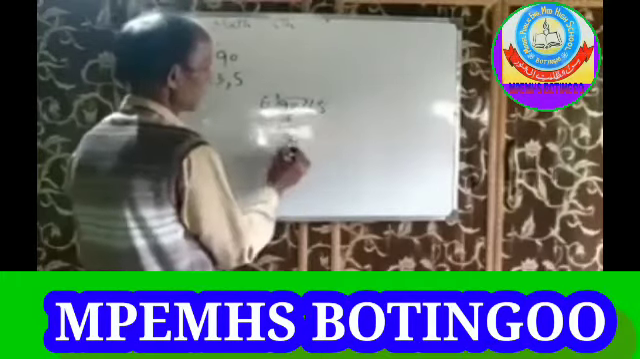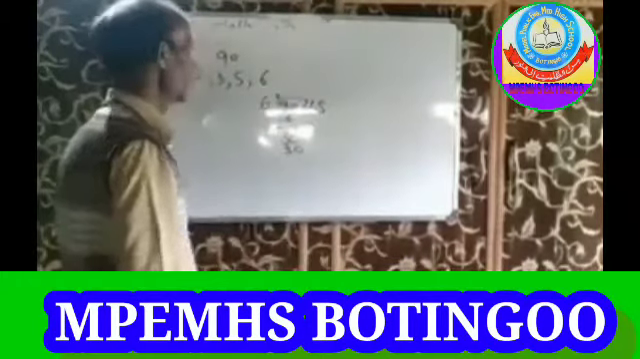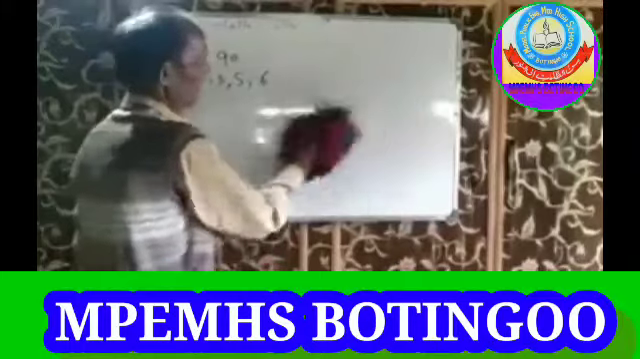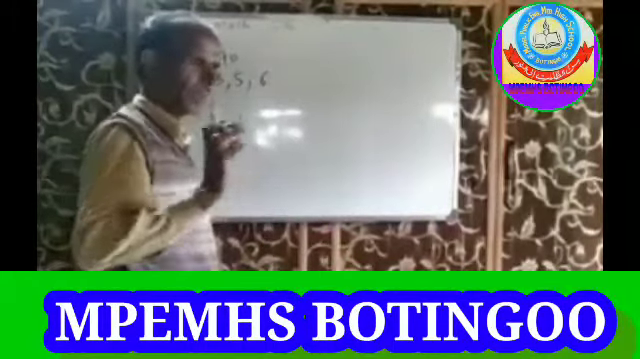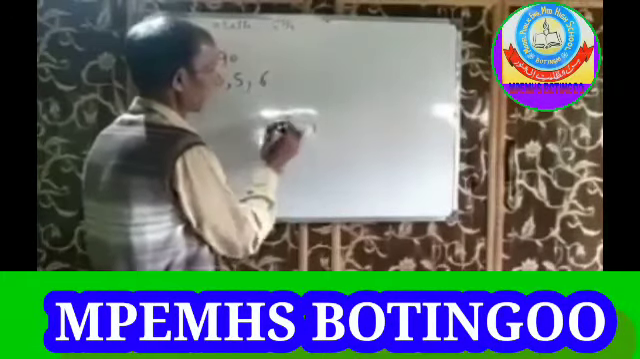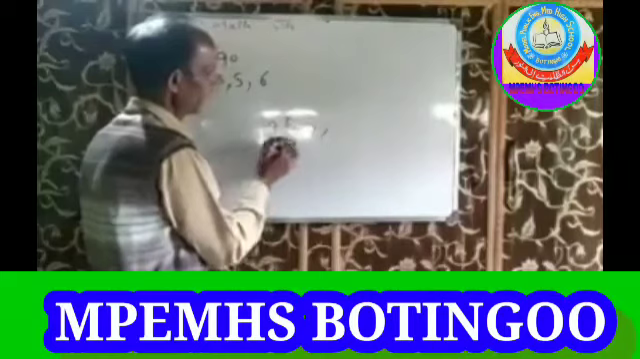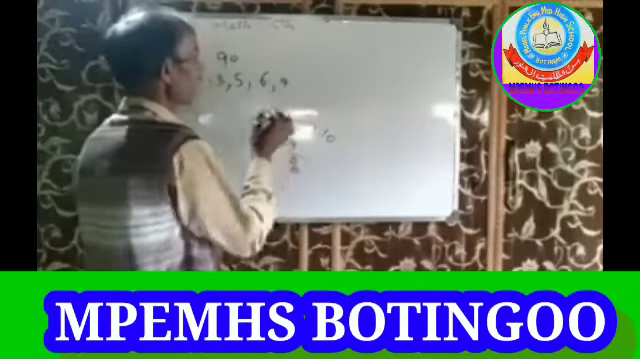6 5s are 30. So we have proved 6 is a factor of 90. 7 is not a factor of 90. 8 is not a factor of 90. 9 is a factor of 90. 9 1s are 9, 9 0s are 0. So it means 9 is a factor of 90.